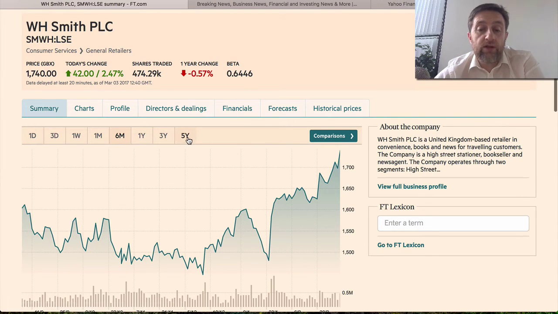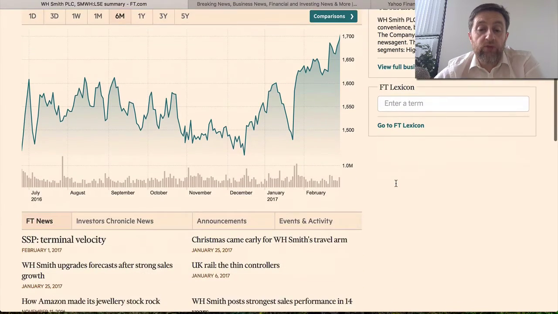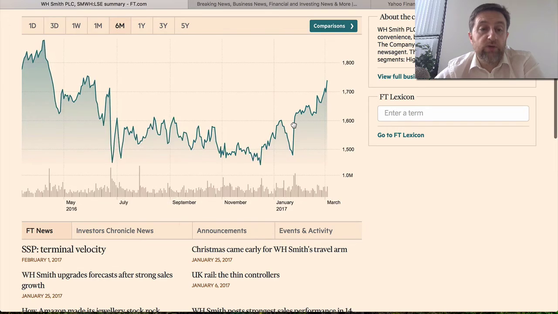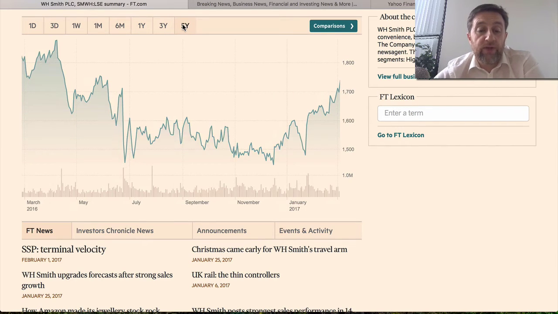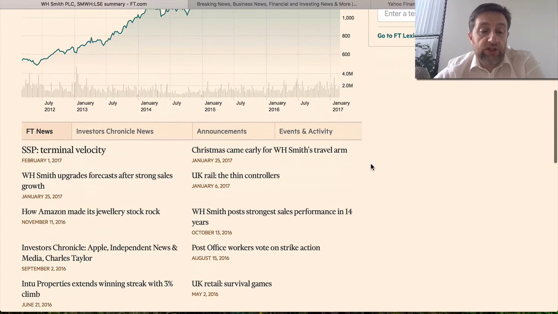Now you can look at the company's share price movement over a longer period. I'm using a Mac, so I can just scroll up and down to get different periods, but if you want, you can just click, say, 5 years. It will give us the 5-year share price. You can see there's been a steady incline in WH Smith, although it did drop between January and maybe about November last year. We can also see some news for the company.